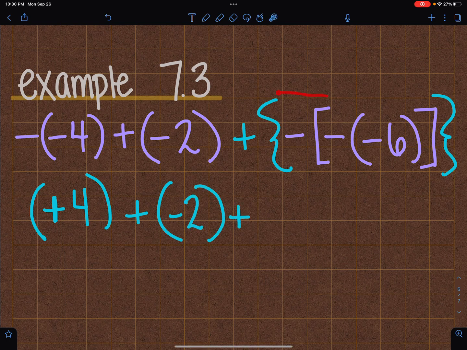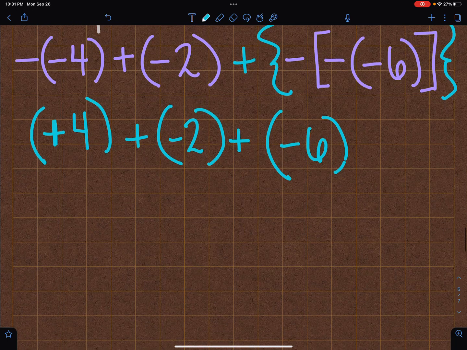This one's complicated. So let's start in the middle, in the nucleus. This is the nucleus, right? We're starting with -6 for our nucleus. The opposite of -6 is going to be +6. The opposite of +6 is going to be a -6. So we are at -6. That all simplifies to that.